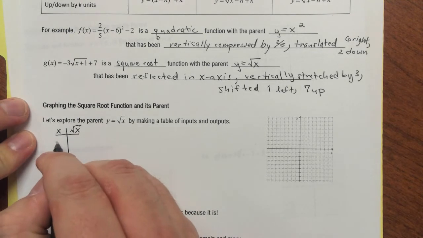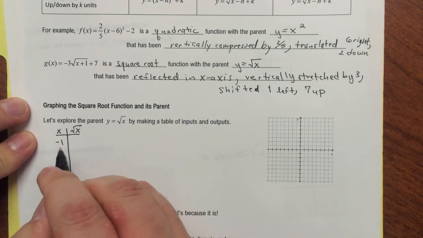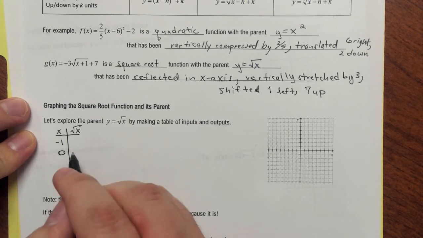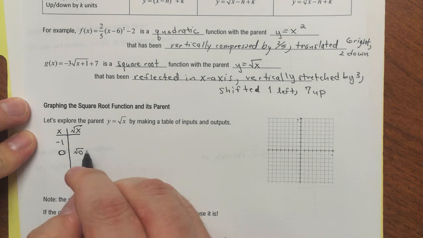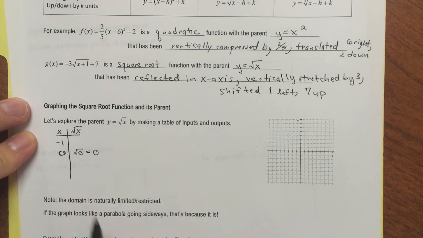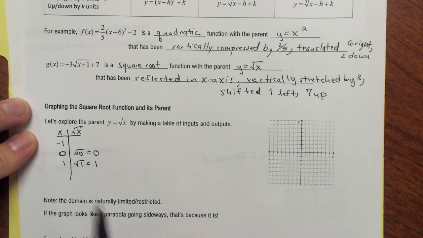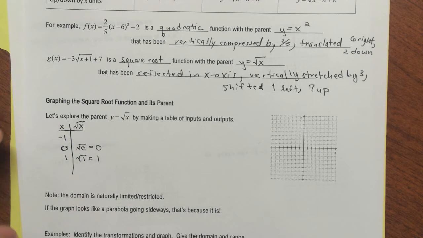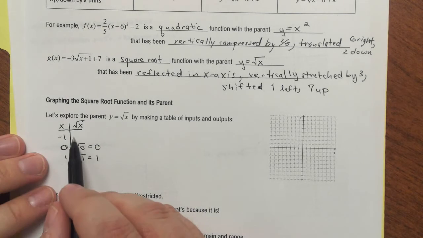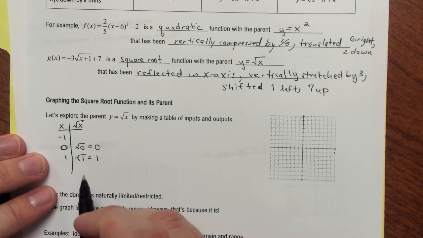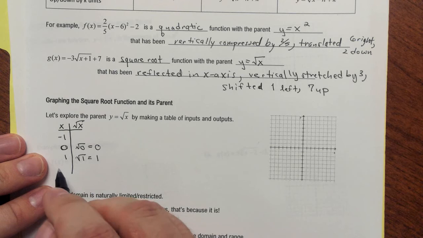I'm going to go ahead and write down -1, and I'll hold that there for a second. And I'll put down 0. What's the square root of 0? Well, the square root of 0 is 0. How about 1? What's the square root of 1? That'll be 1. Now I could go ahead and list 2, but the square root of 2 is not a nice number. It's approximately 1.414. What would make more sense if I'm trying to make nice points is to pick perfect squares.